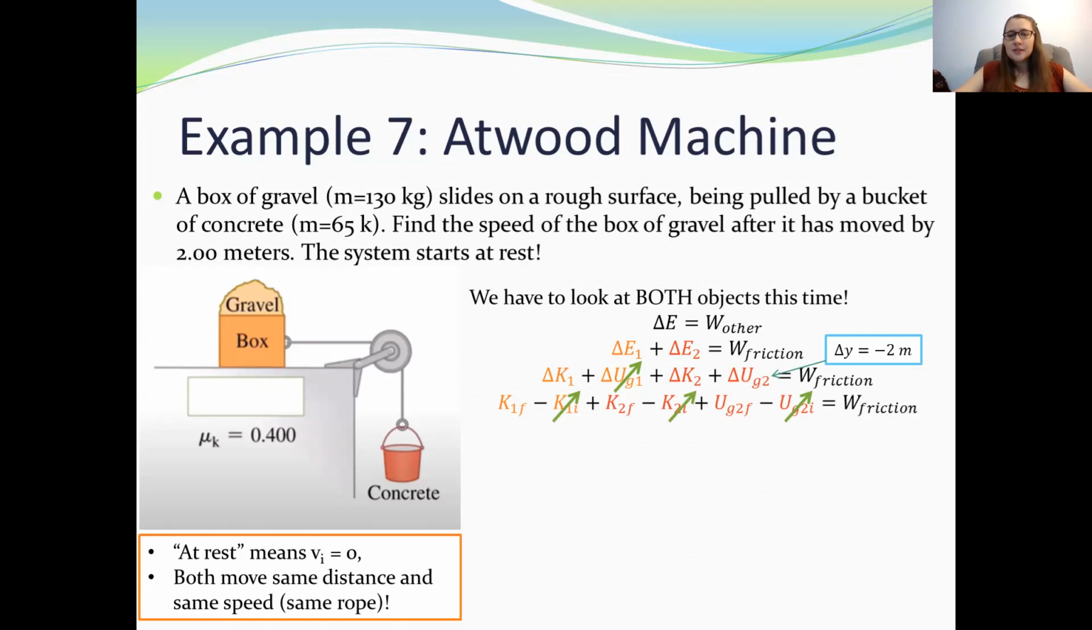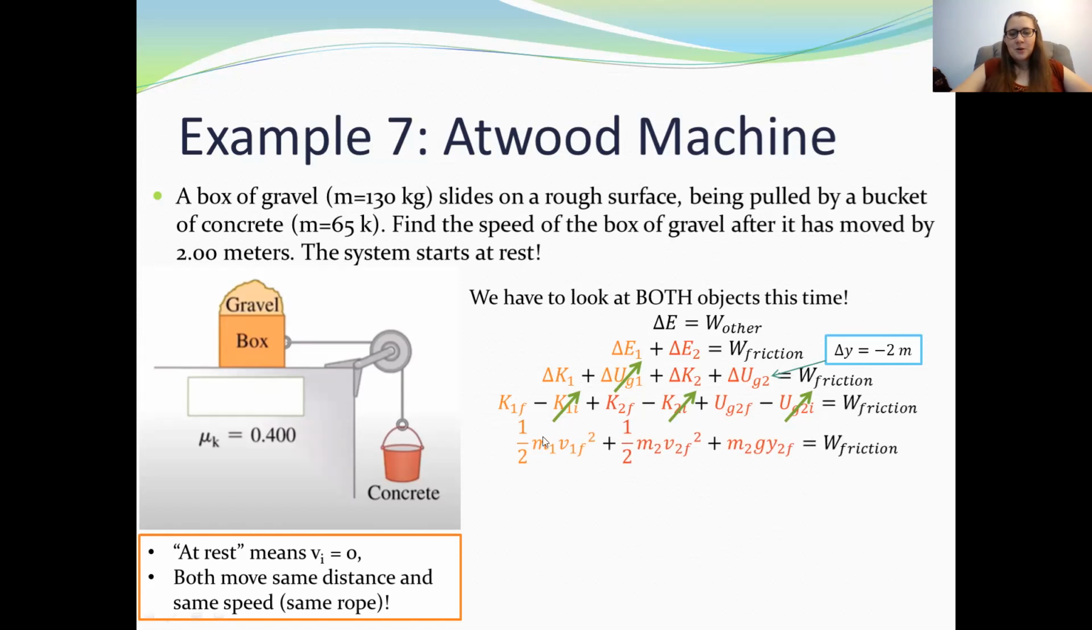Since our system starts from rest, anytime we see an initial kinetic energy, we can cross that out. That's automatically 0. And if we set the starting height of our concrete bucket to be our 0 point, then we can take that out of our equation as well, because the initial height being 0 means that its initial gravitational potential energy is 0. Remembering those things greatly simplifies our problem.